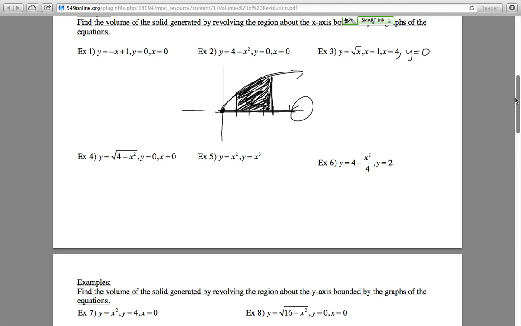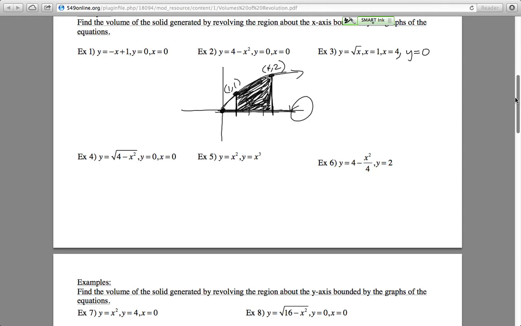It might be beneficial to figure out what these points are. What point would this be? 1, 1, because the square root of 1 is 1. What would this point be up here? 2. I don't know if you need them, but later on you might. Now, when you rotate this around, it's kind of like a baseball mound with the top part shaved off.